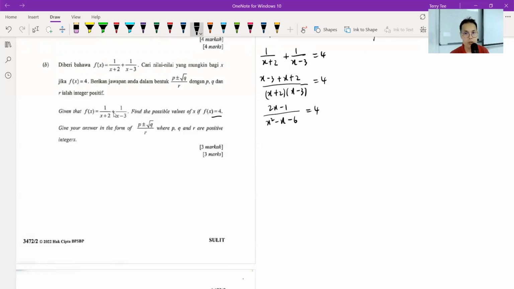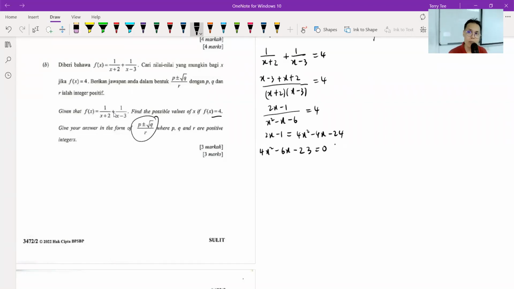Let us bring over to the right-hand side. 2x minus 1. This is 4x squared minus 4x minus 24. Bring the 2x and minus 1 to the right. I have 4x squared minus 6x minus 23 equals 0. Okay, not really a nice number, but here we're supposed to factorize. We can't factorize. We're supposed to use the quadratic formula and get this.